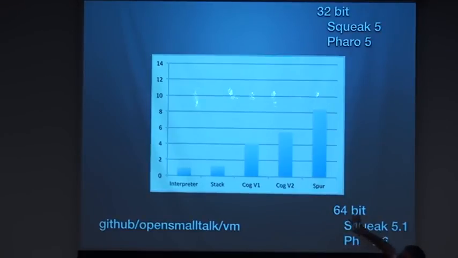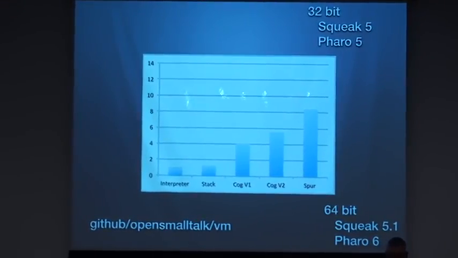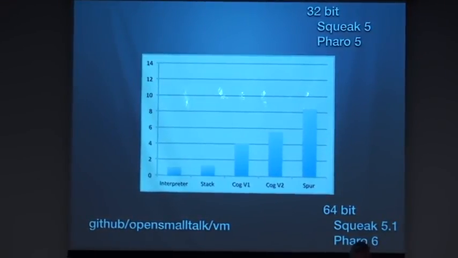If you want to think about the performance, then Spur gives us about 40% better performance than the V3, or is it? Yeah, it's about 40%. That's right.